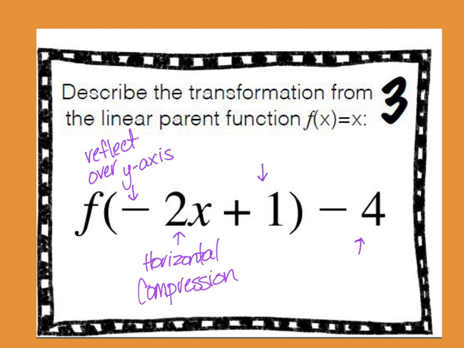All right, now +1. Inside, horizontal, opposite of what you think. So what are we doing here? Do what? Left 1. Good. I couldn't hear you because of the noise outside. Left 1. Good. All right, last one, -4. Outside, vertical, exactly what you think is happening. So what's happening here? Down. Good. Down 4.